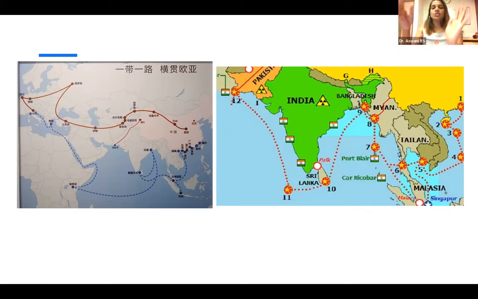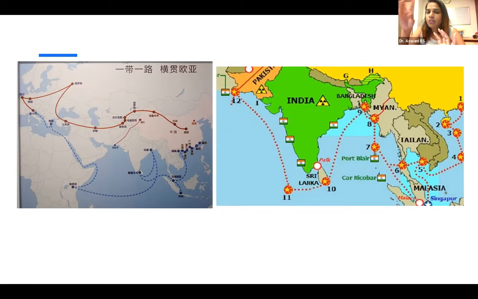To the right, do you see this picture where there is a small string? I believe you must have heard about the string of pearls strategy of China, right? China's rise as a major power in this region has been the talk of the town. We hear these things being discussed even on television channels, a lot of discussion around the string of pearls, string of pearls, right?